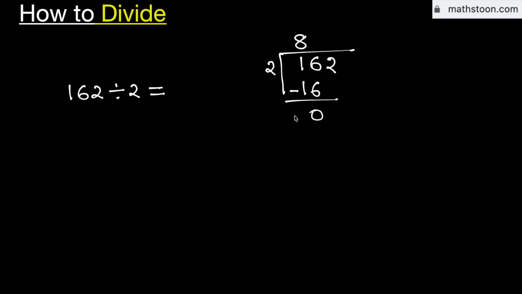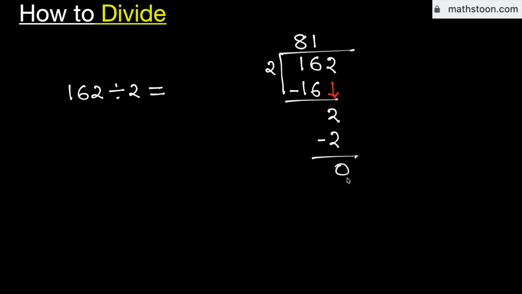Now this 0 is less than 2, so we will bring down this adjacent 2 here. Now look, this is the number 2, so we will remove this 0. And we know that 2 times 1 is equal to 2. Subtract, we get 0.